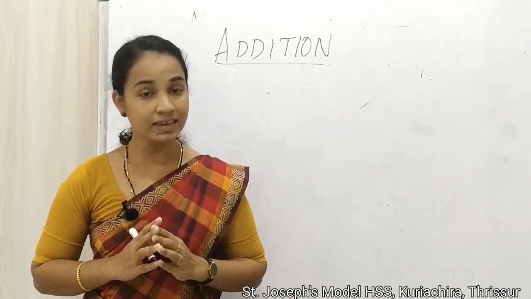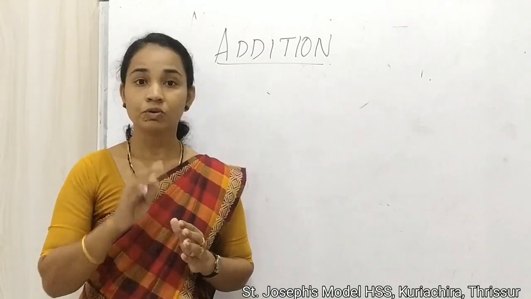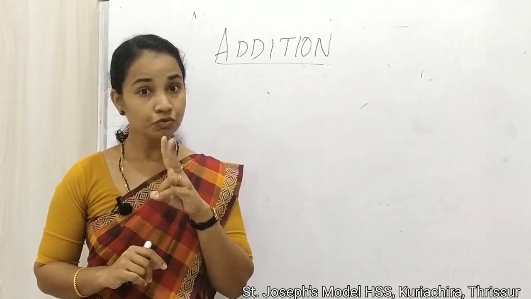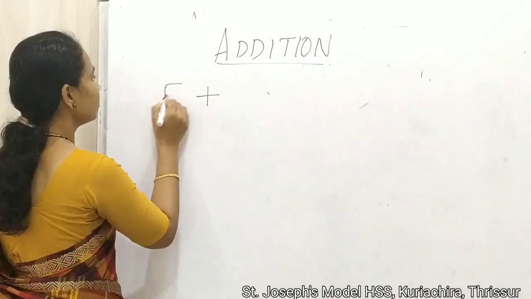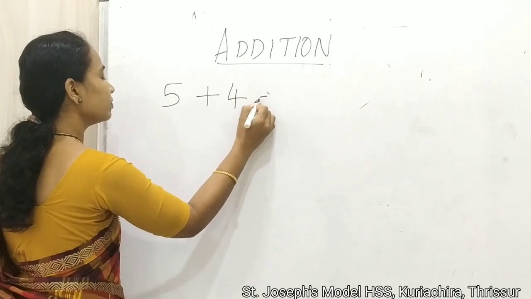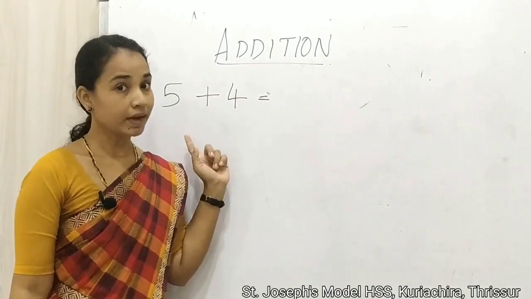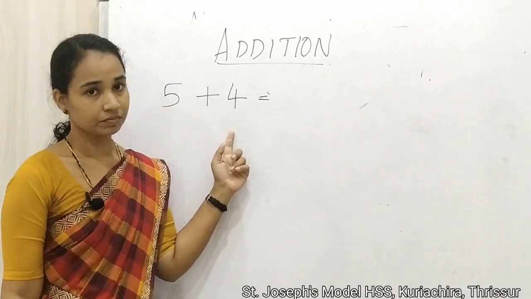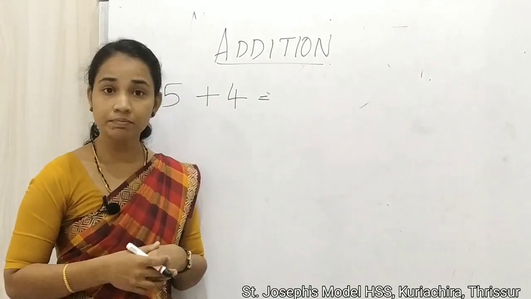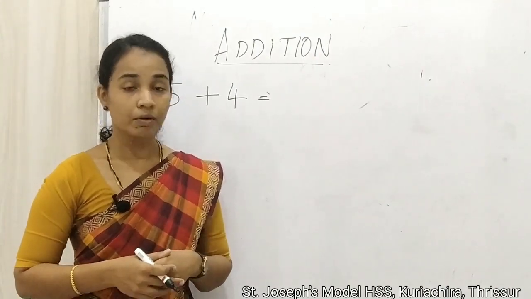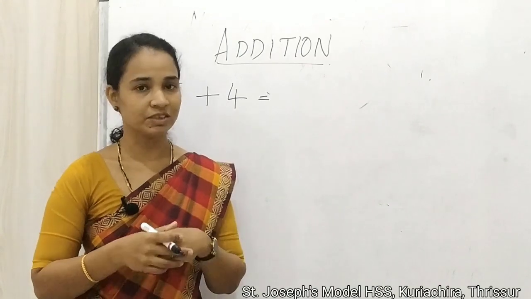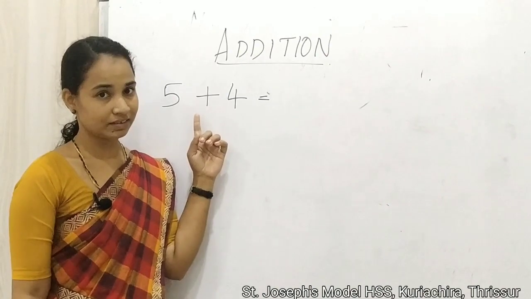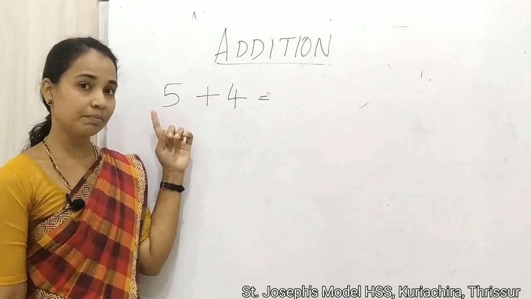Okay. Now, in the previous examples, we had pictures. So, it was very easy to add because we want to only count the pictures. Now, how can we add two numbers? Let's see. 5 plus 4. That means we want to find out the total. Here, we don't have any pictures. So how can we find the answer? Let me tell you. Here one number is a small number than the other. And another number is a big one.